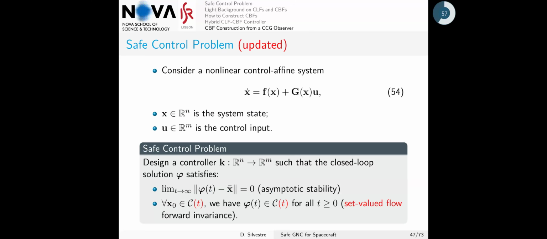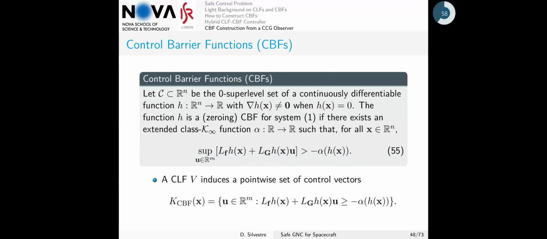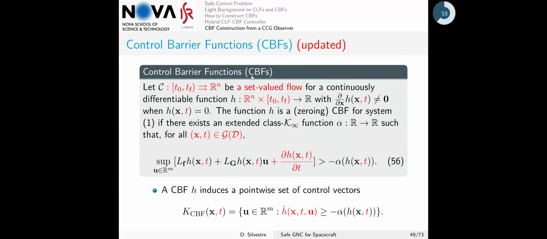What we'll have is a set valued flow. So now it's kind of a set that morphs in time and represents the estimates for the obstacle. But this means that we need to update our definitions. So the CBF now, it means that we won't have a fixed set that we want to make forward invariant. So now we have a set valued flow.